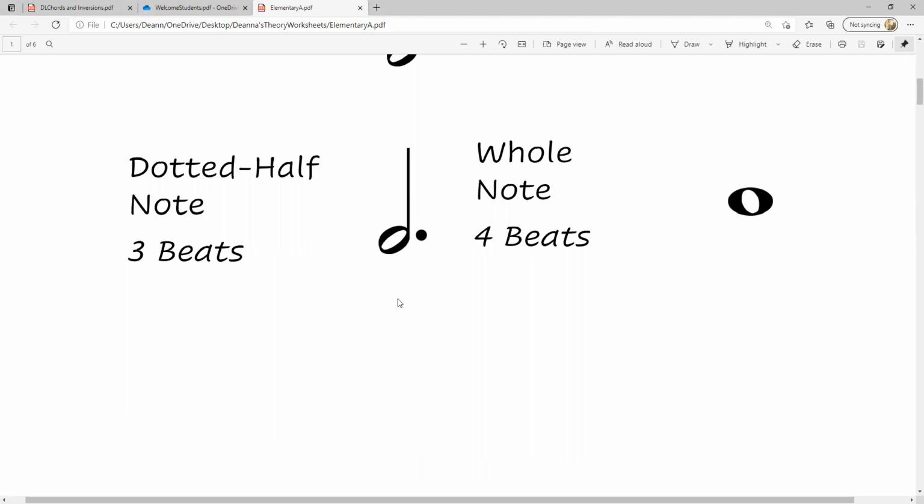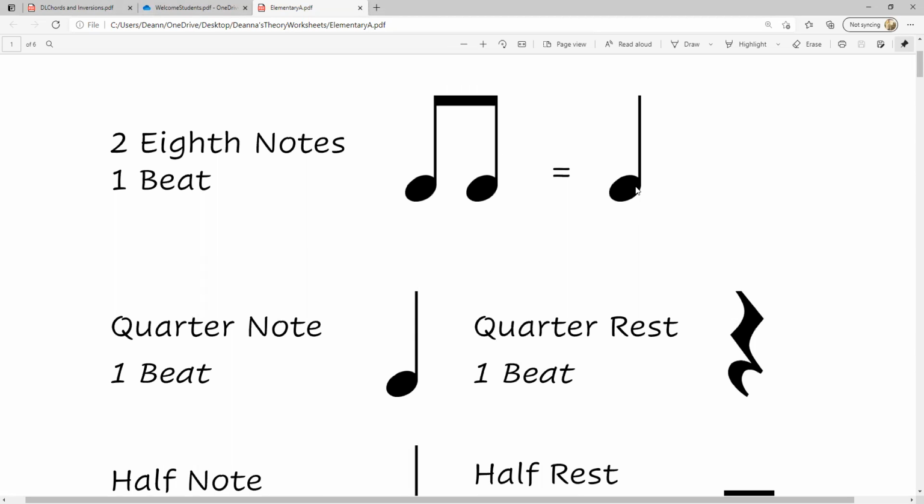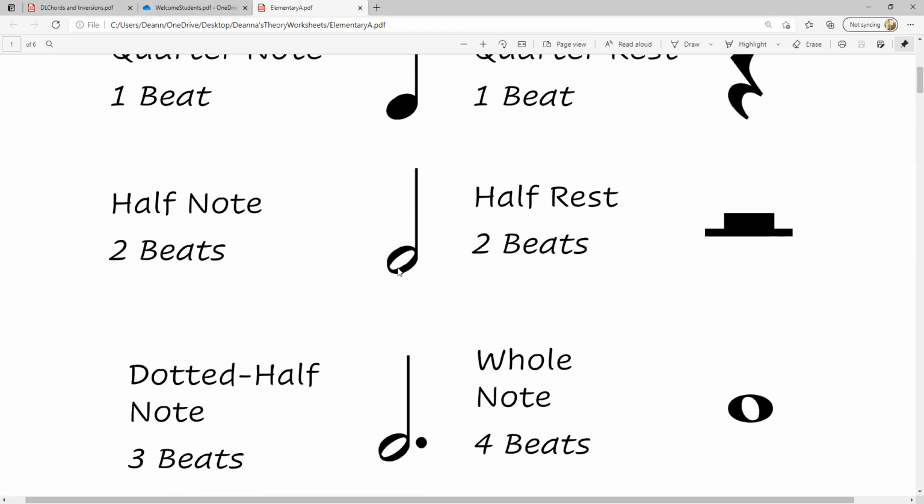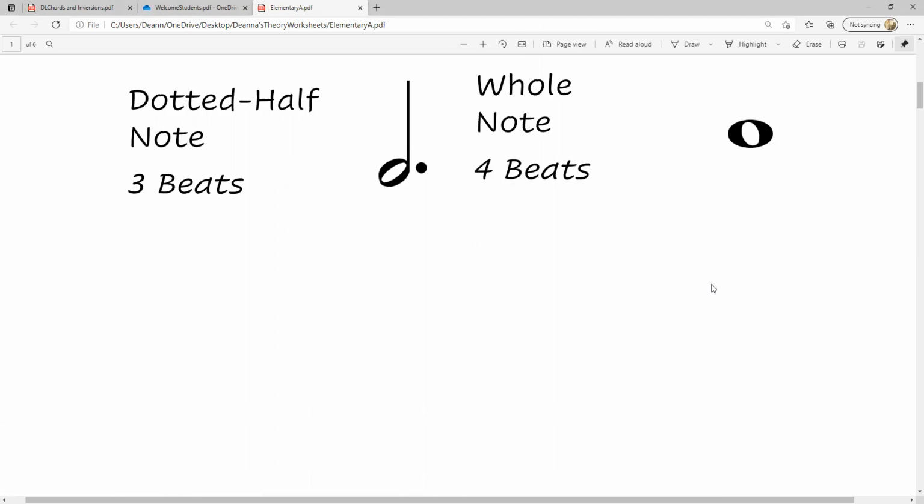Dotted half notes get three beats. 1, 2, 3, and that's it. And a whole note gets four beats. 1, 2, 3, 4. So that's the rundown of basic notes. Quarter notes and quarter rests get one beat. Eighth notes, when they're paired together like this, are equal to one quarter note, but each eighth note gets half a beat. Half notes get two beats. Half rests get two beats, but you don't play, you count. Dotted half notes get three beats, and whole notes get four beats.